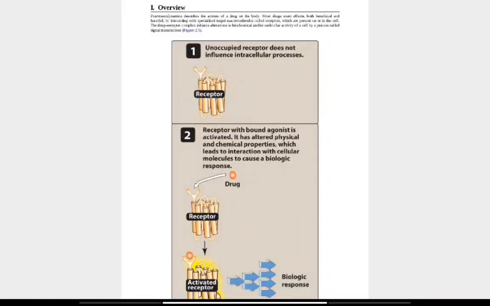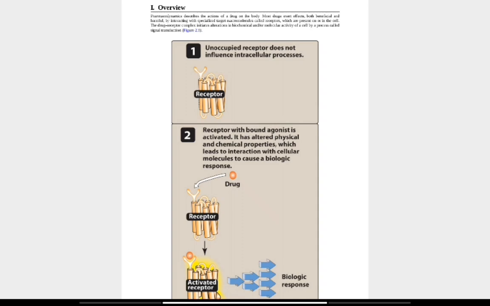Welcome to Pharmacology lectures. Today we are going to start Pharmacodynamics. Pharmacodynamics is the action of a drug on the body, that is, what the drug does to our body. We have studied in kinetics what our body does to a drug. Now here it's vice versa.